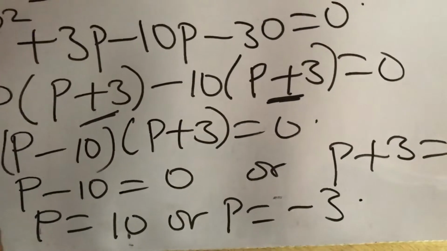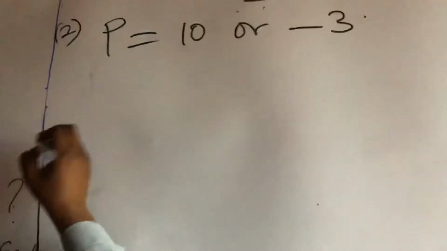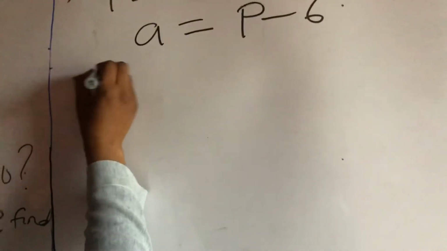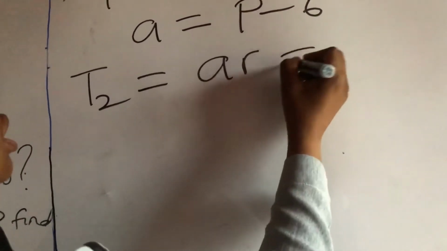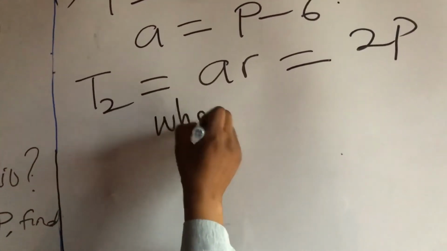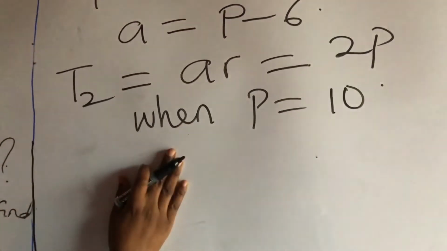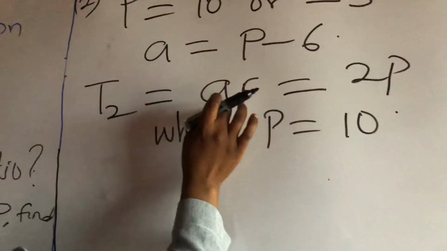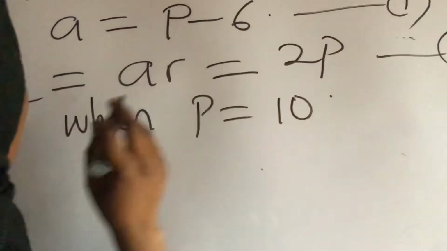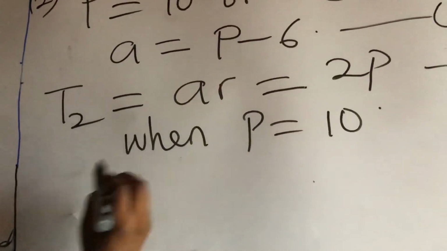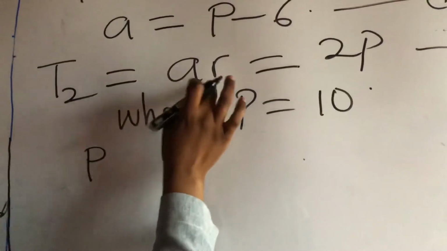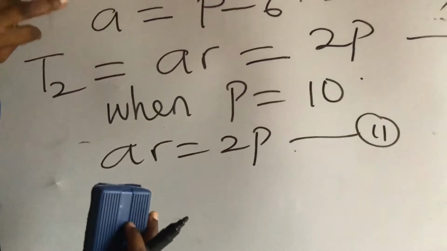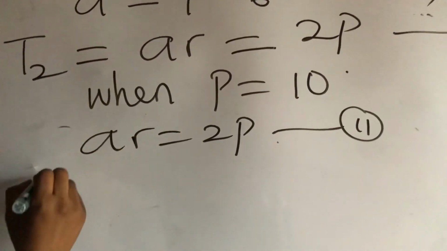So we have found the value of p. So the next thing is that we want to find the common ratio. So from the question, the first term is equal to p minus 6. And the second term is ar, which is equal to 2p. So when p is equal to 10, let's see what the value of r will be. So here we have to substitute the value of a inside this equation. So let's call this one equation 1 and call this one equation 2. So substitute the value of a inside equation 2. So equation 2 is ar is equal to 2p, and when p is equal to 10, a is p minus 6.